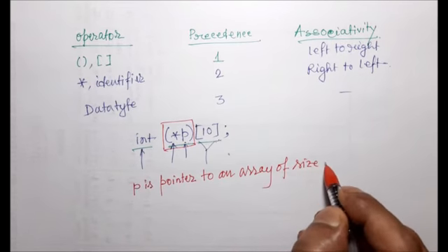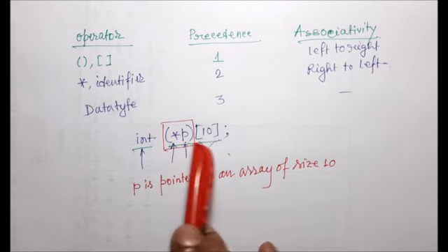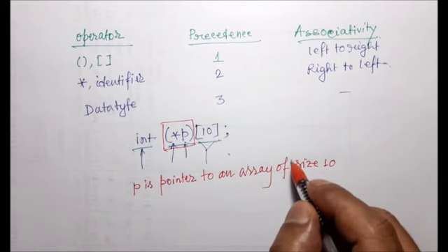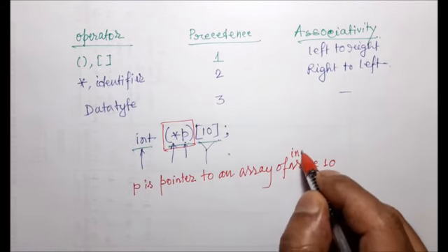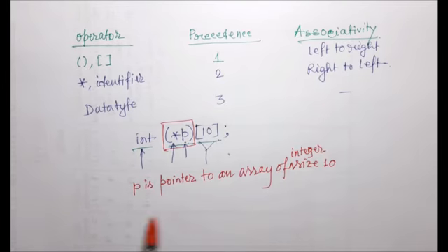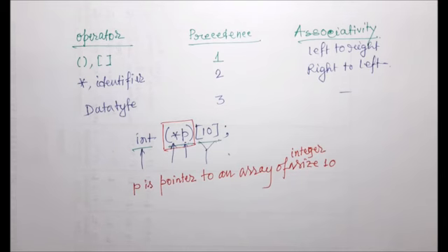So in this way you can write it, or you can read it. So p is a pointer. p is a pointer to an array of size 10, integer array. So let me write, an array of integer. p is a pointer to an array of integer of size 10, right?